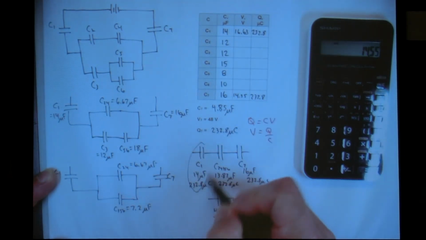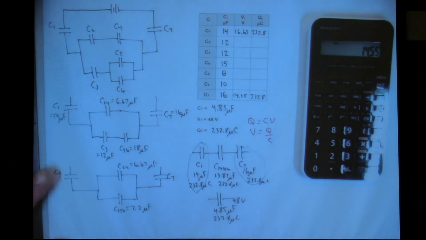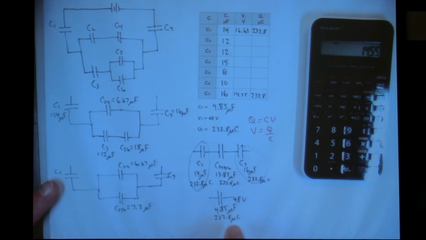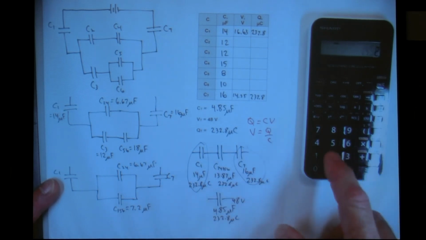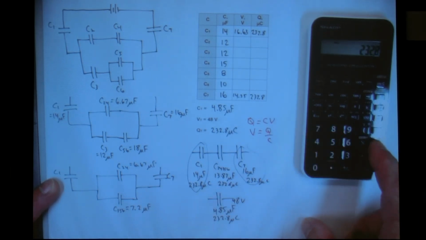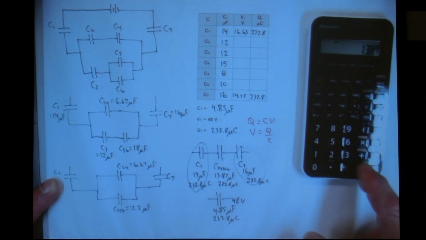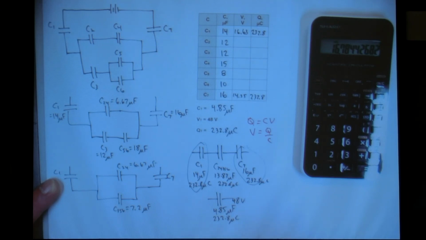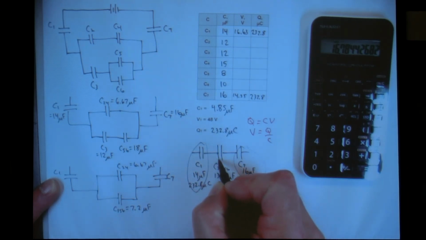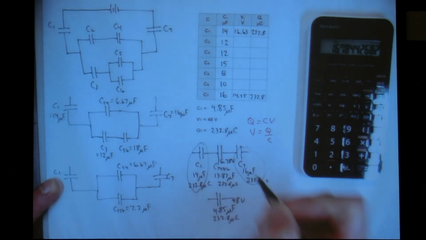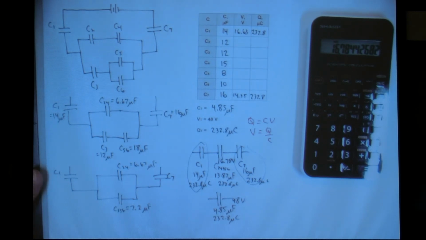So I've totally solved capacitor 1 and capacitor 7. To get the others, I need to find the voltage of the capacitor 24356. So I'm going to take the 232.8 microcoulombs and divide by 13.87 microfarads, and that gives me 16.78 volts.